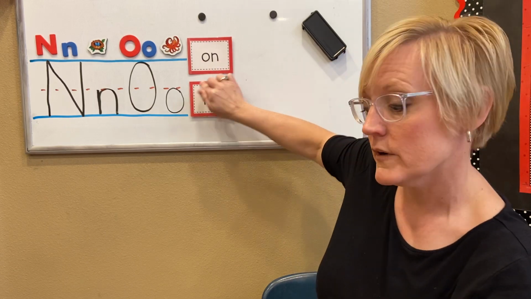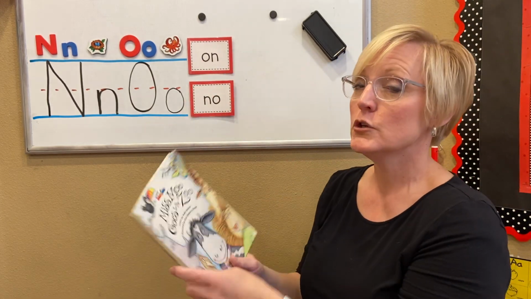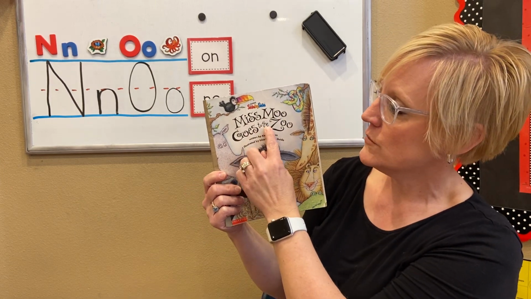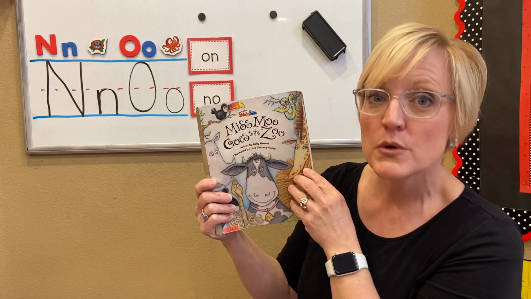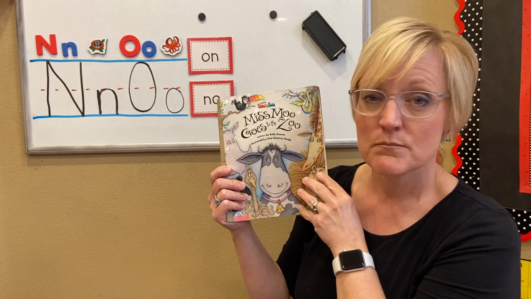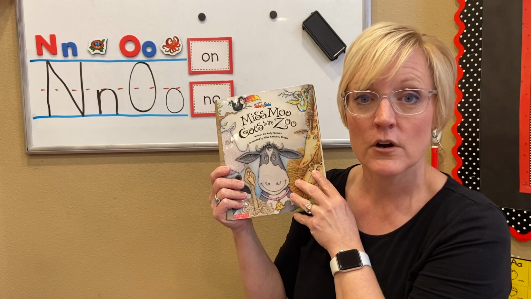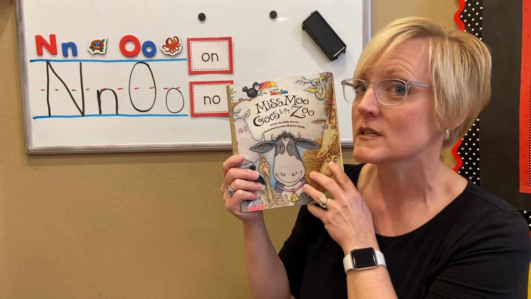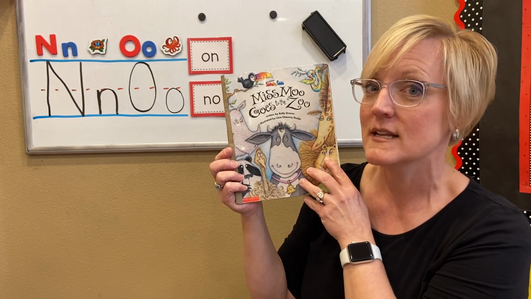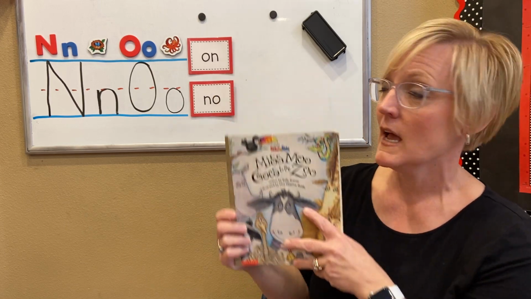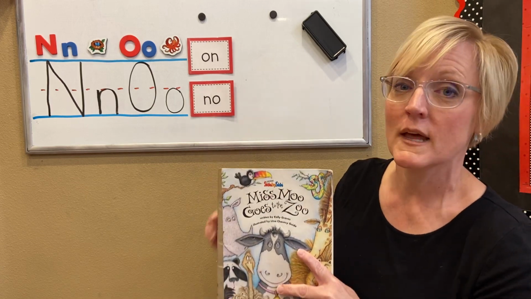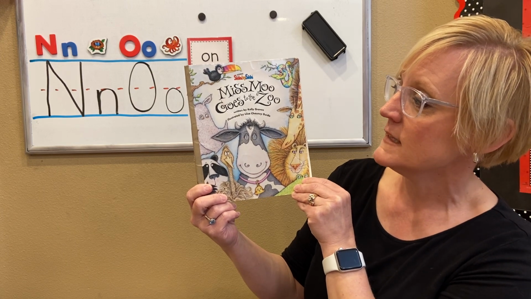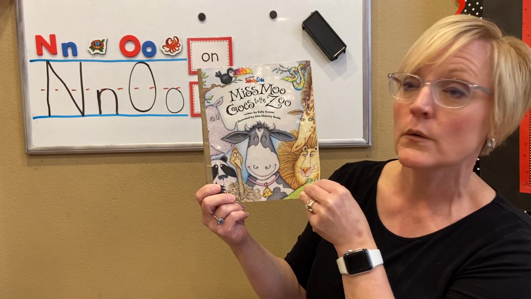Now, the story I want to share with you has two O's. Miss Moo goes to the zoo. Ooh is the sound. Now, Miss Moo feels there is no place for her, so she is on a search for a new home. Listen close to what she does to find some place to belong, because right now she feels like there is no place for her. Miss Moo Goes to the Zoo, written by Kelly Graves, illustrated by Lisa Chauncey Guida.